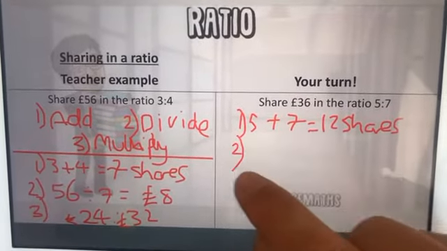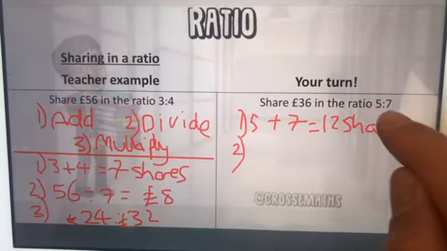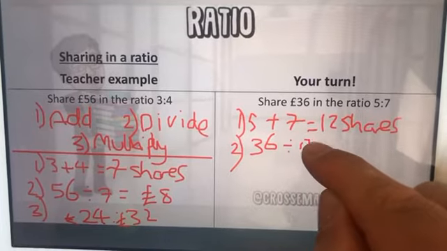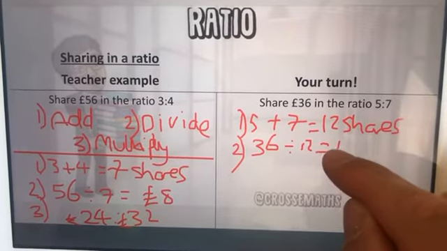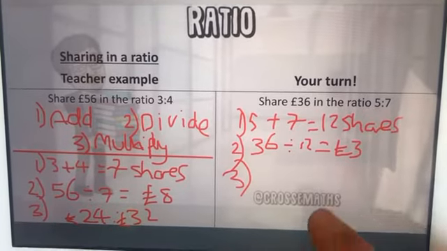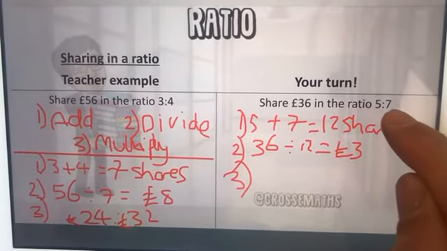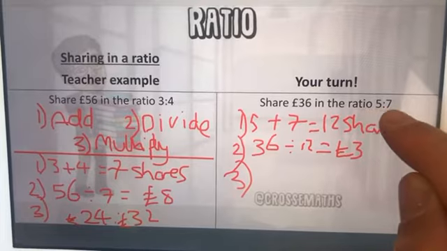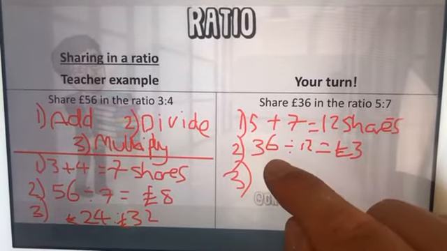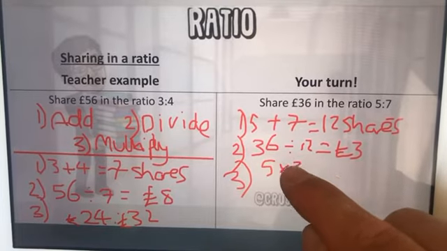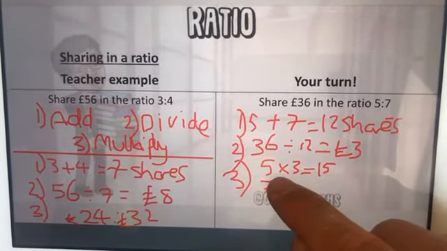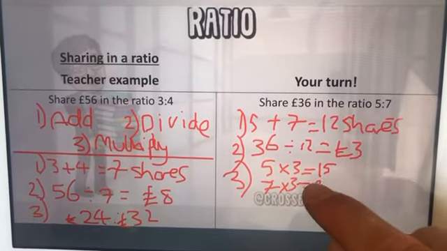Step 2, okay? I'm going to divide the amount of money I've got by the total number of shares. So I'm going to do £36, divide by 12. Each share is worth £3. And then step 3, okay, I'm going to multiply each of the bits of the ratio. So one person gets 5 shares, one person gets 7, by the amount of money one share is worth. So I'm going to do 5 times 3 is 15. 7 times 3 equals 21.